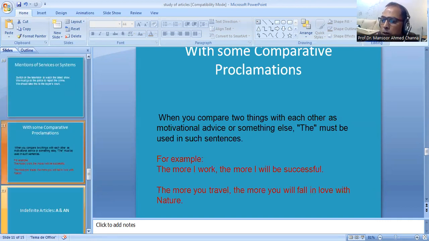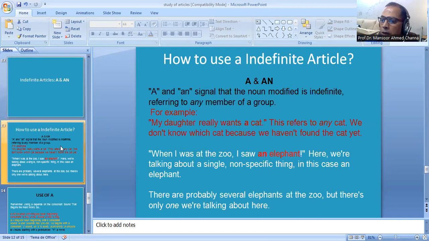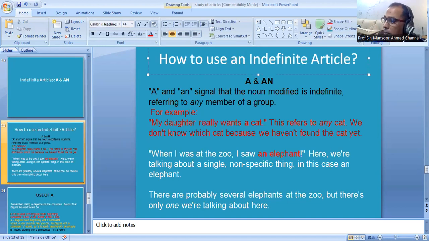So now we go to study about the indefinite article, like a or an. How to use an indefinite article? A and an signal that the noun modified is indefinite, referring to any member of a group. For example, my daughter really wants a cat. This refers to any cat. We don't know which cat because we haven't found the cat yet. It proves that a or an are used with a non-particular noun in a general sense.